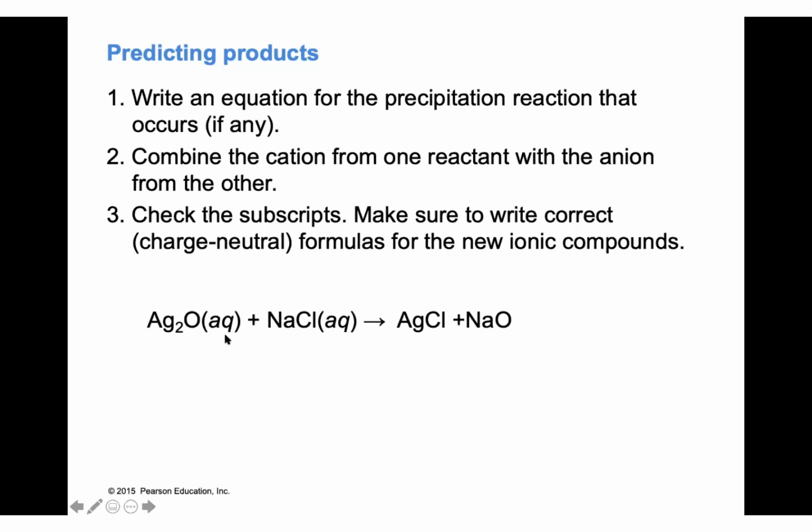So the first thing we're gonna do is write the equation. They're gonna give you the left side of the reaction, and you should predict the right side of the reaction. So here I have Ag2O plus NaCl. How can we predict the product, guys?